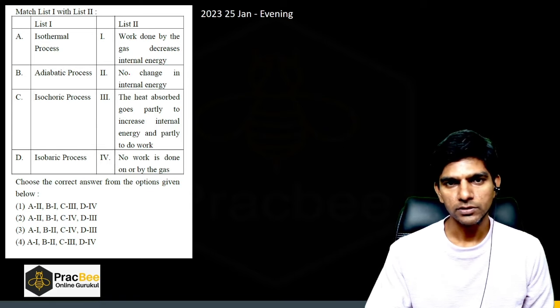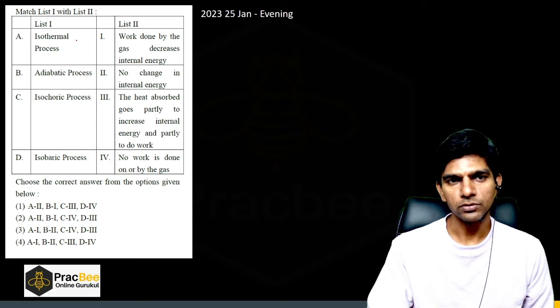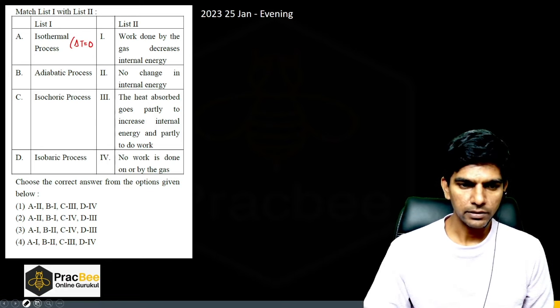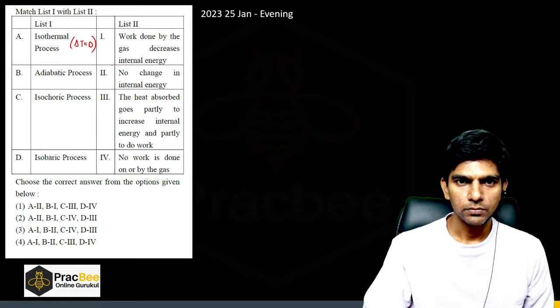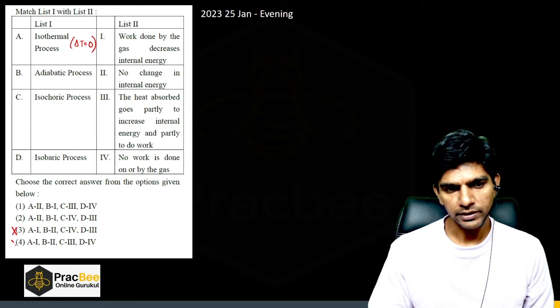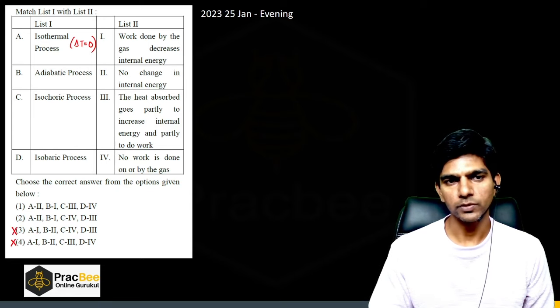Okay, let us see all the options. No change in the internal energy. So in an isothermal process, delta T is 0. If delta T is 0, there will be no change in the internal energy. So we can say A corresponds to second. So if A corresponds to second, we can eliminate option 3 and option 4 because there A corresponds to 1.